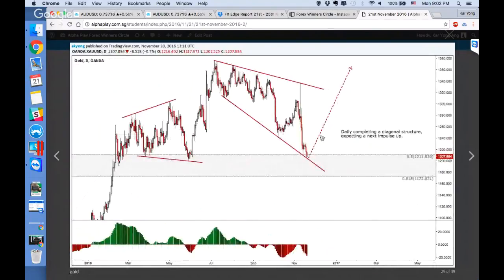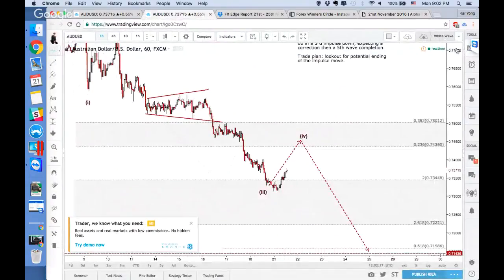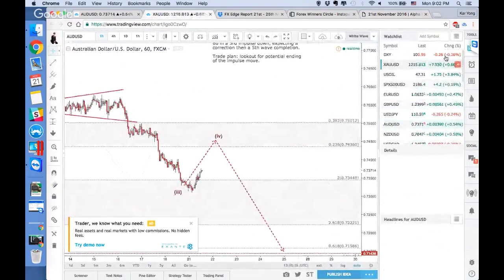Gold, all right, a lot of people might be interested in gold. Overall for gold on the daily, we are expecting that somewhere around this region, around the 1211, 1205 level, or even 1200 on the daily time frame, we are expecting a bounce all the way back up. Let me show you what's happening in gold as well.